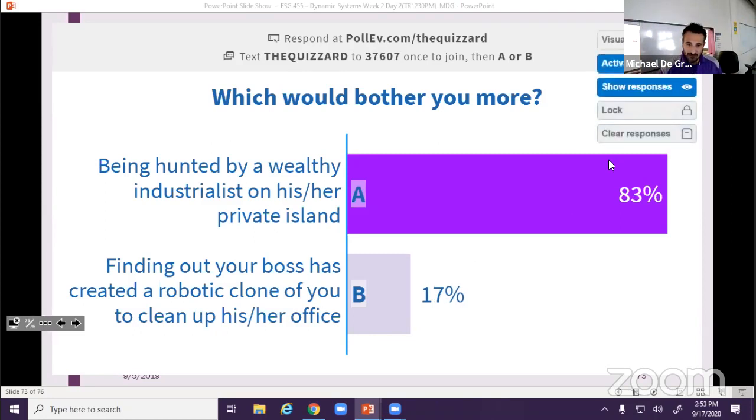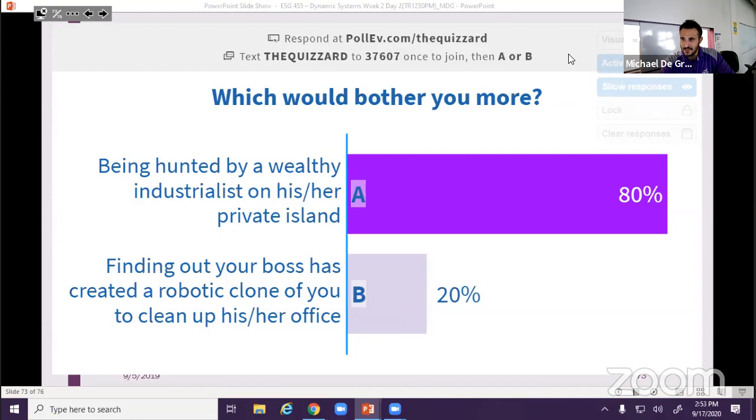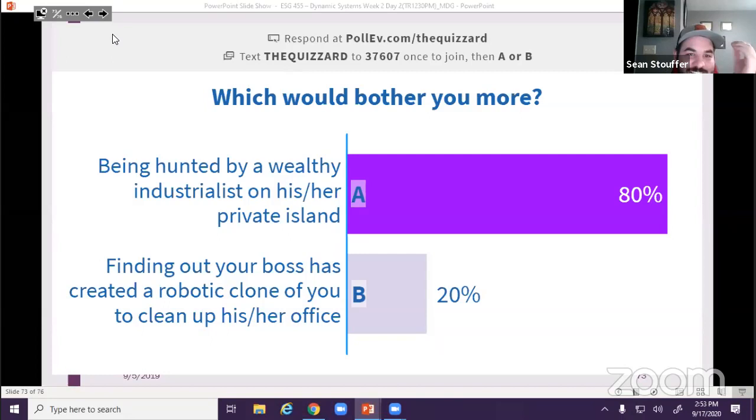All right. So it seems like most of you would be more averse to being hunted. Interesting. The other class was completely flipped. Personally, I think I would take more offense at my boss wanting a robot of me to clean his or her office. But it's neither here nor there. Isn't that kind of a form of flattery though? Because they still want you to be helping them even if it's not you. That's what I was going to say. Out of all their options, they're like, yeah, I want to clone this guy. I guess I'm more cynical than that.